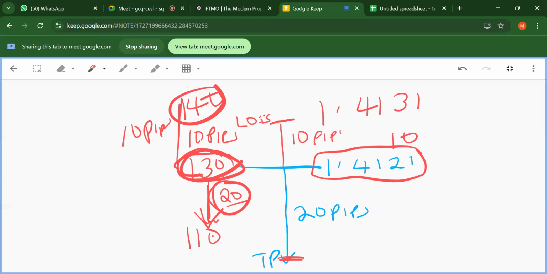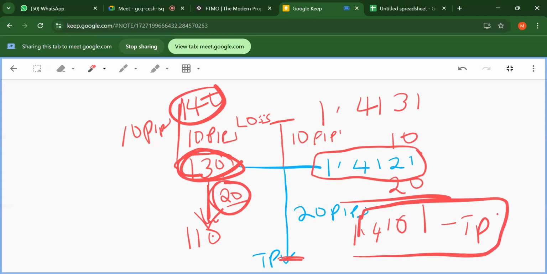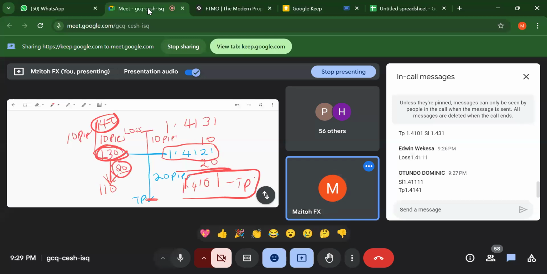But if it goes according to your speculation, you say that the price will depreciate and it depreciates, okay? Or it goes down. So it goes down by how many pips? 20. So 1.4101. So this is your take profit. So if it goes to this point by 20 pips, I will exit at 1.4101. That will be my take profit. How many are getting it? Are we getting it now?